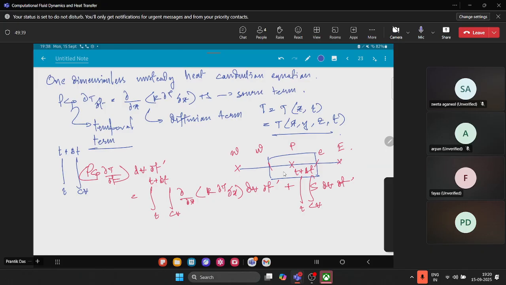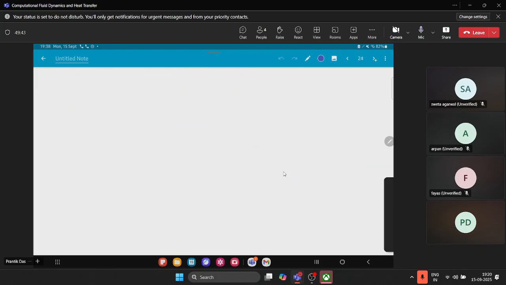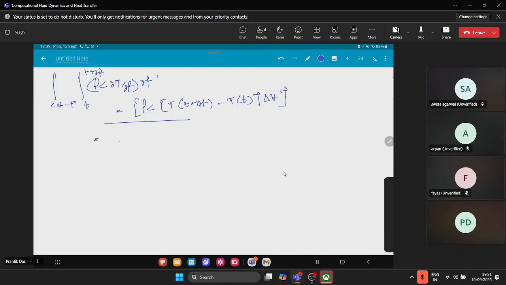Then if I go to the first integral itself, which is the temporal integral over the control volume and t to t plus delta t, rho C dT/dt and dt', this will come as rho C times T at t plus delta t minus T at t, multiplied by delta V. So this comes as rho Cp delta V times T_P at t plus delta t minus T_P at t, which is the temperature at the control volume of interest.